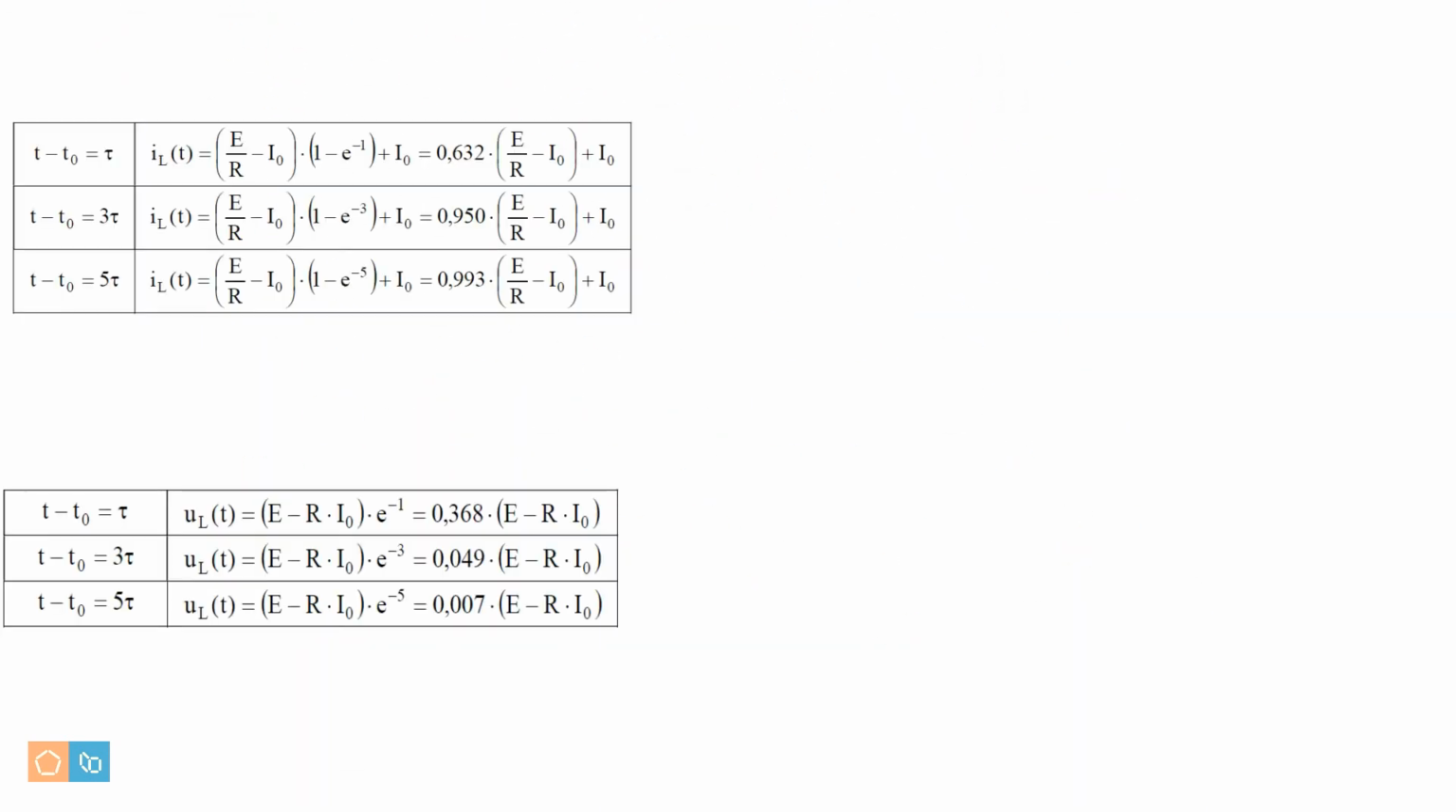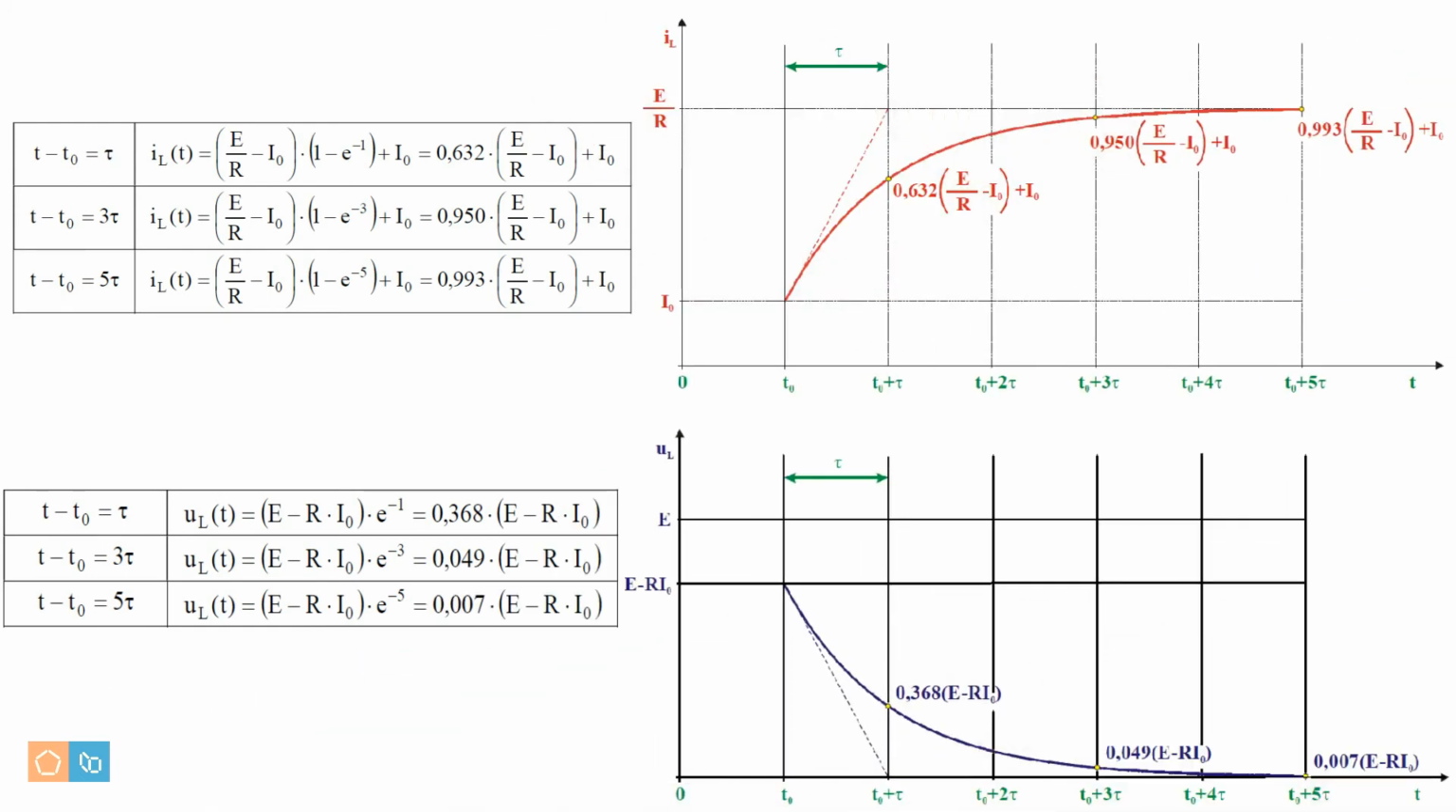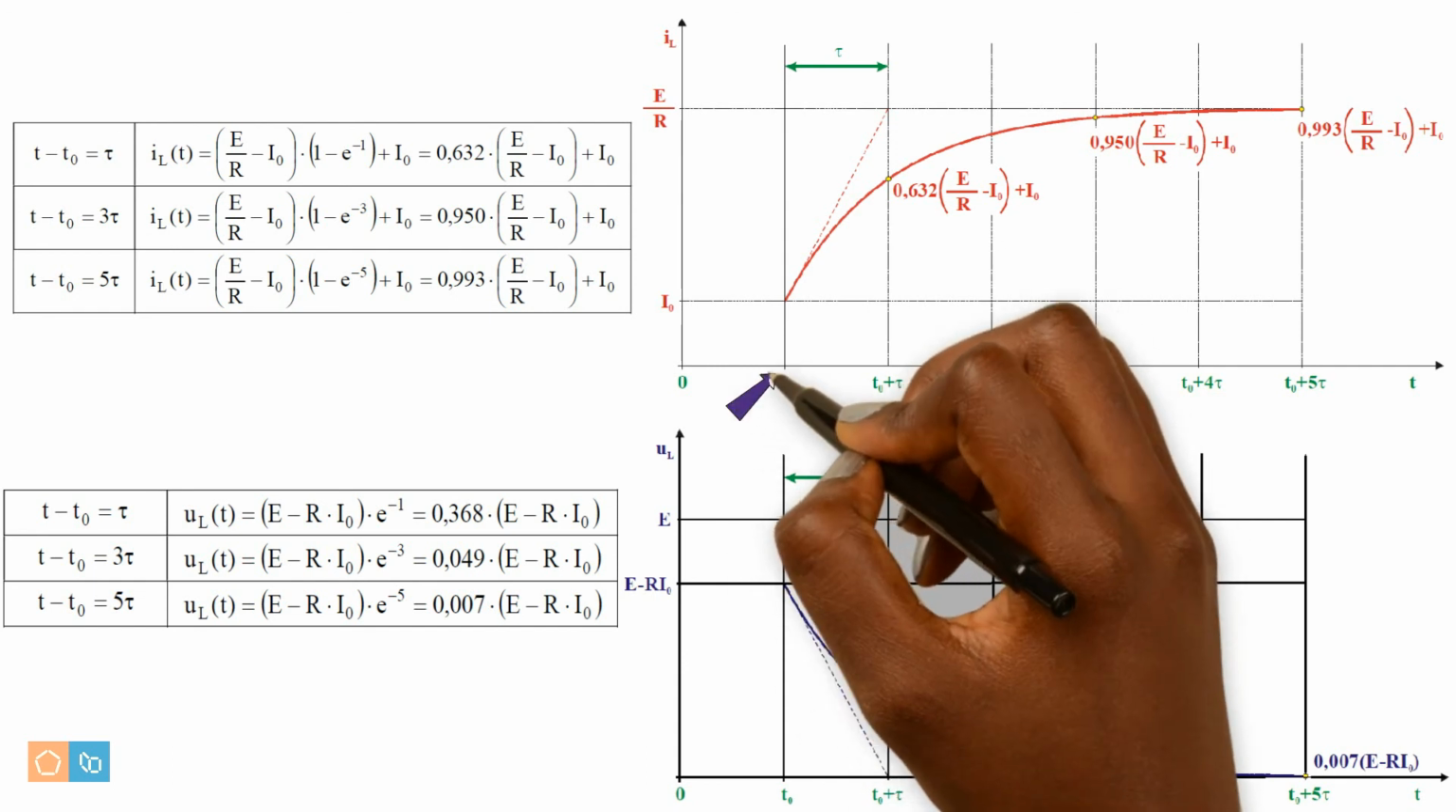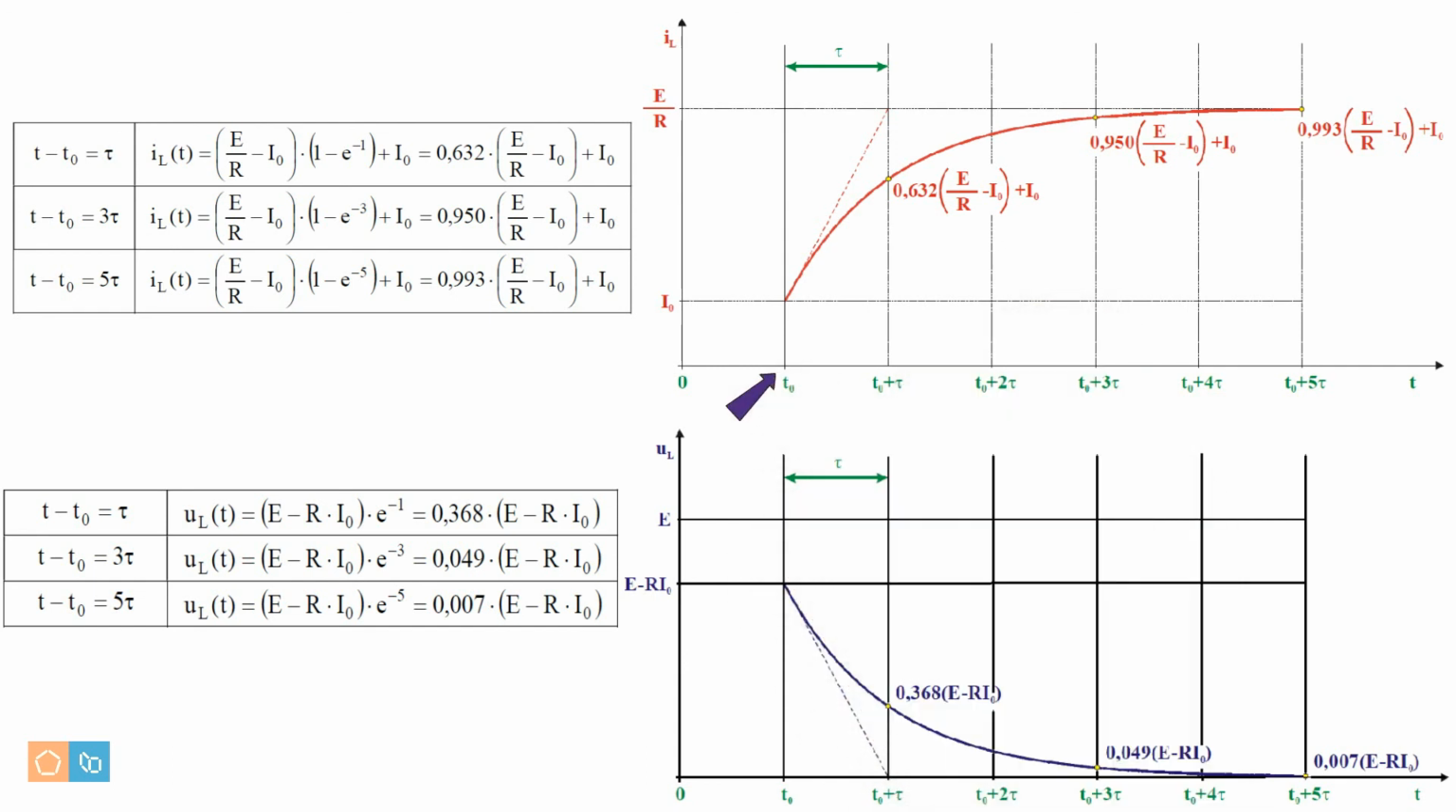Therefore, the graphs obtained will be the following, where it is shown that the current in the inductor begins to increase only from the moment t0 instead of at time 0.